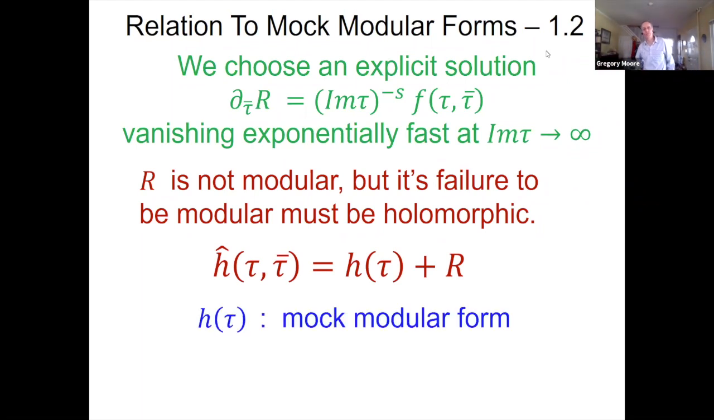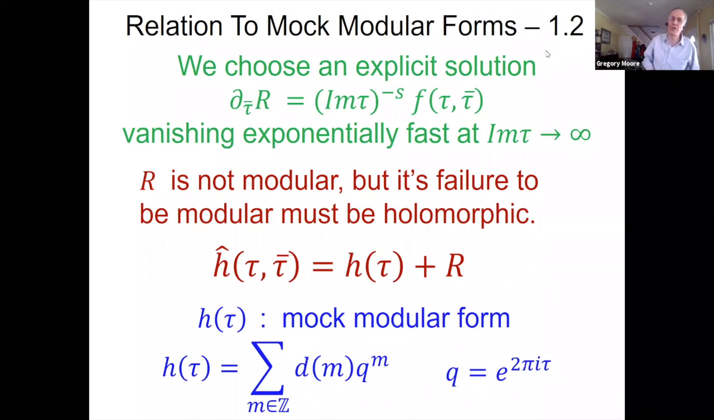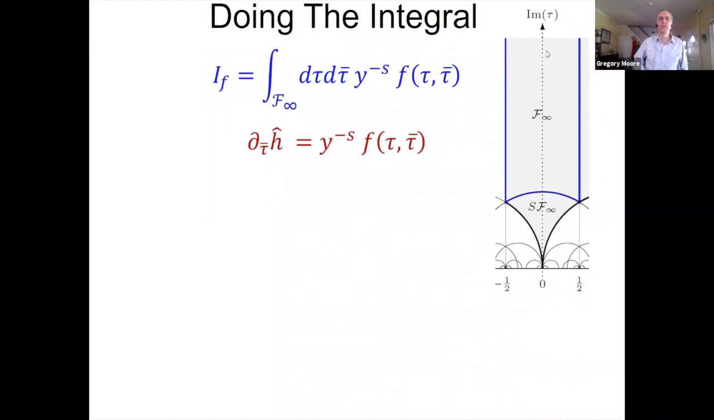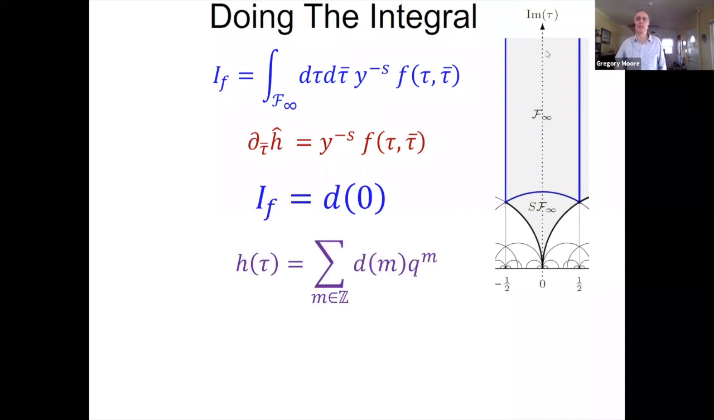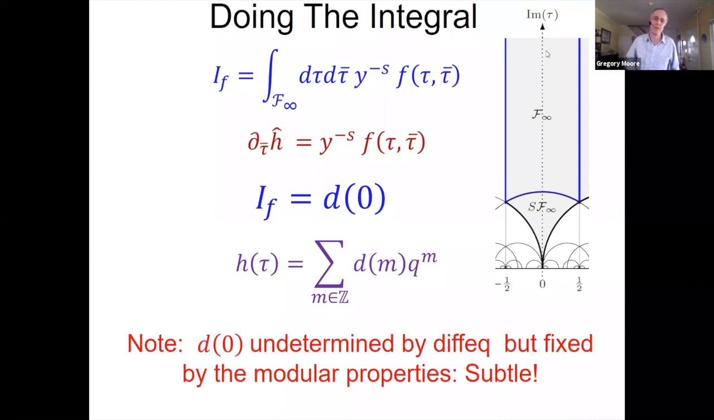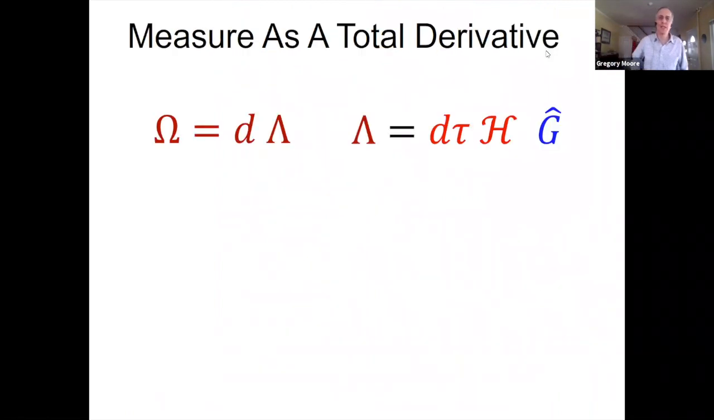Everything has a nice Fourier expansion here, so h of tau will have a nice Fourier expansion. If you can find h of tau, you're home free. You write the integrand as a total derivative. As I just explained, all of the finite boundaries cancel. You're just left with the boundary region at infinity, and that gives you the constant term in the q expansion of the mock modular form. Now notice that it's undetermined by the differential equation but fixed by modular invariance, so it's slightly subtle. But it's all pretty elementary.